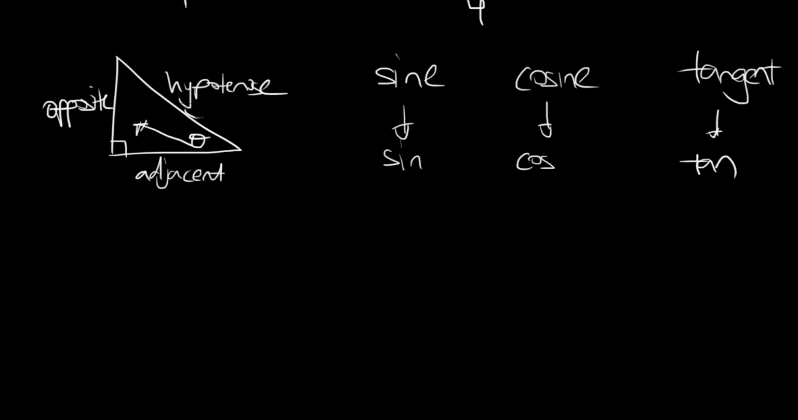So I should have color coded these, but we'll do sine in red. The mnemonic for sine is SO. For cos, it's CAH, and for tan, it's TOA. Now you've probably heard this before. This is a pretty popular little mnemonic here.